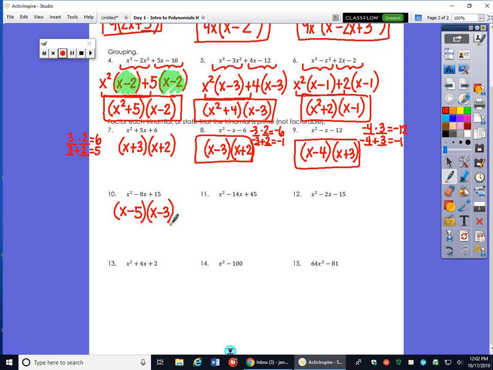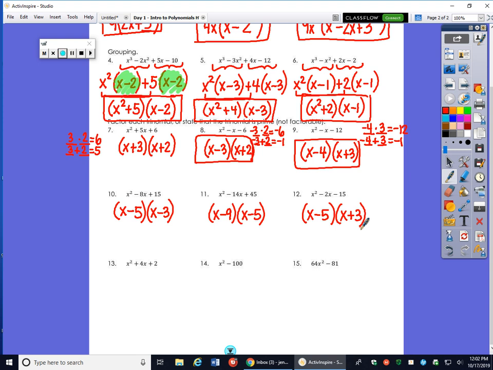45 and 14, 9 and 5, and both of them are going to have to be negative in order for them to make a positive 45. -15, you're going to have a -5 and a positive 3, one positive, one negative, to be able to make -15. And then -5 plus 3 is -2.